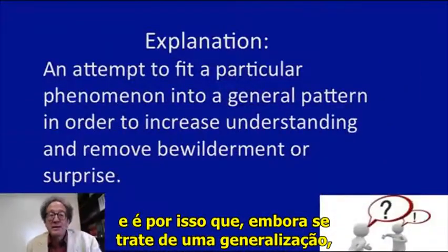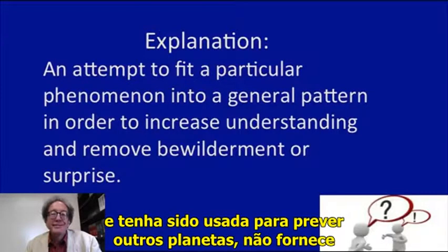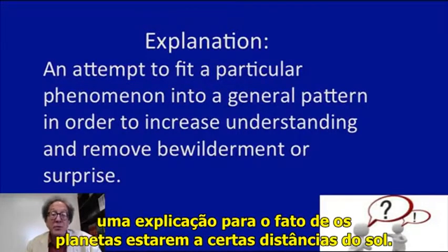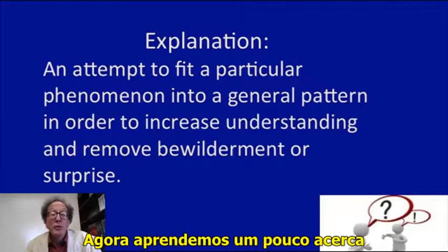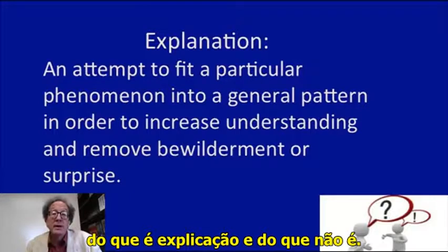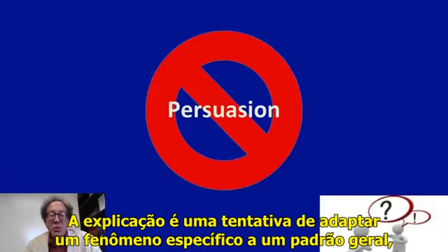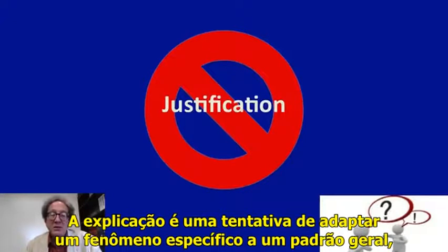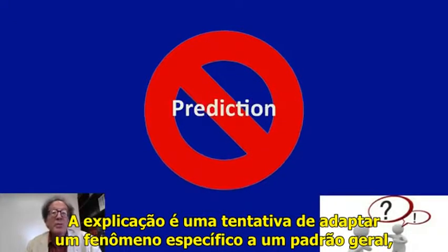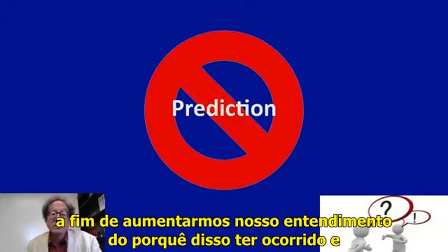So now we've learned a little bit about what explanation is and what explanation is not. Explanation is an attempt to fit a particular phenomenon into a general pattern in order to increase our understanding of why it happened and to remove bewilderment or surprise. Explanation is not persuasion or justification or generalization or prediction. Those are other uses of argument.